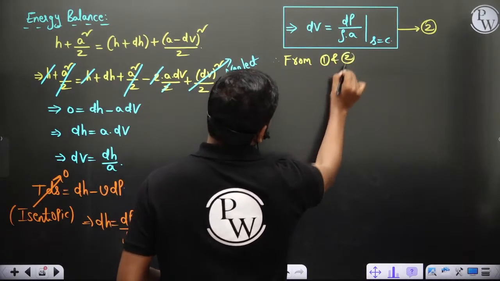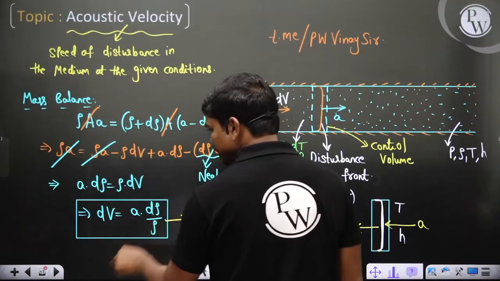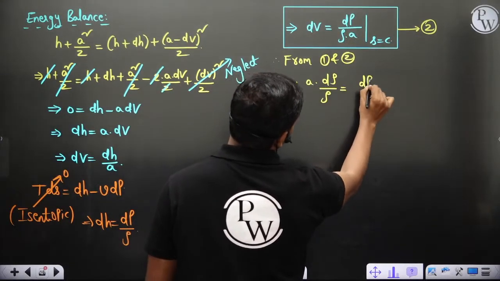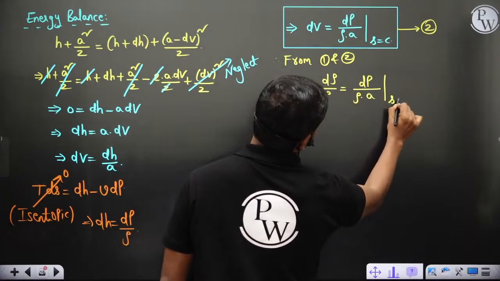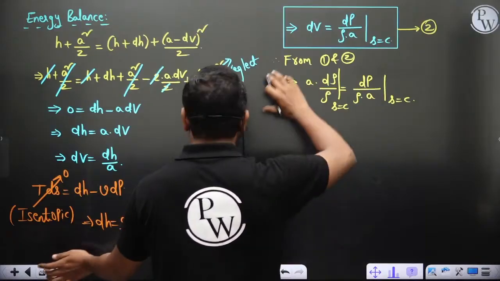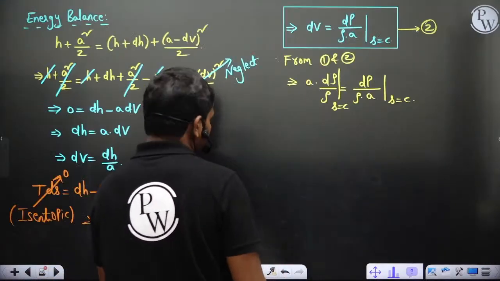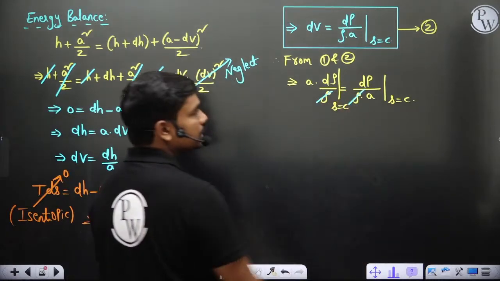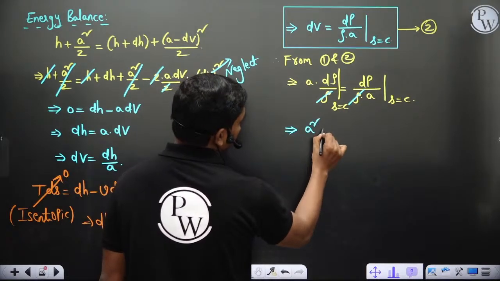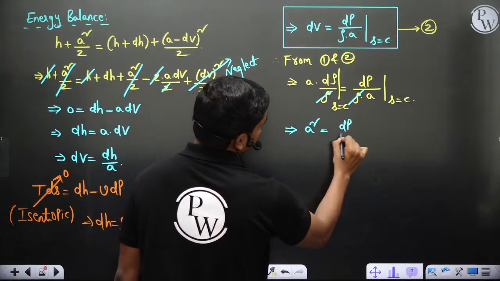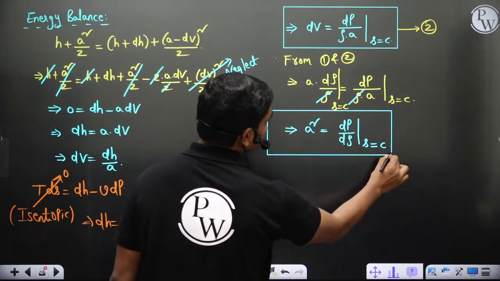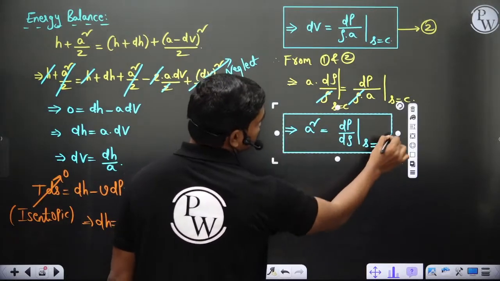from 1 and 2 this gives you a times d rho by rho is equal to dp by rho times a at s is equal to constant, and this is also at s is equal to constant, because in this equation we haven't taken it, but we practically know this is isentropic conditions. So this density and density get cancelled in the denominator. If this a is multiplied on the left hand side, this d rho is taken here at isentropic conditions. So a square is equal to dp by d rho at isentropic conditions.